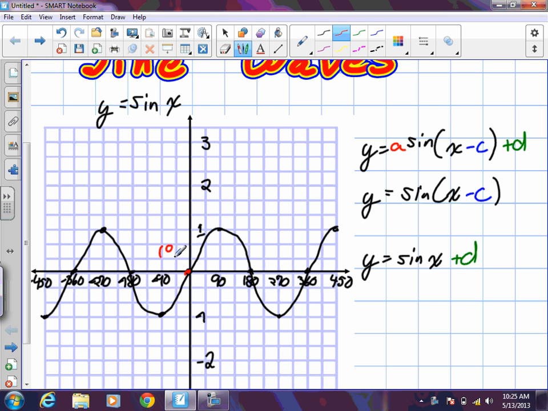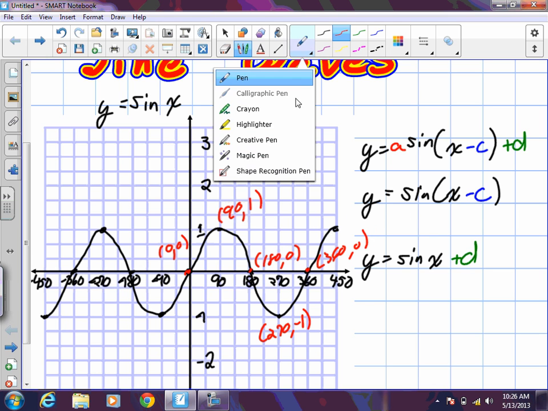Okay, so we have 0 and 0. 90 and 1. No, I don't talk about the peaks and the troughs. 180 and 0. Yes, I want the actual coordinates. 270 and -1. Perfect. And what's the last one? 360 and 0. Good. These will help us graph it. Once we know those 5, it's pretty easy to draw the wave from there.